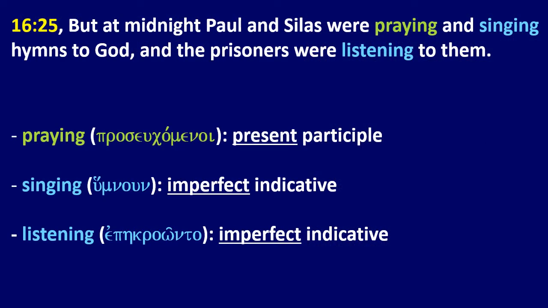This account begins in verse 25. But at midnight, Paul and Silas were praying and singing hymns to God, and the prisoners were listening to them. So you've got praying there, which is present tense, singing and listening, which are imperfect tense. That helps draw your attention into the story to bring you more up front and center to what's going on with imperfective aspect.